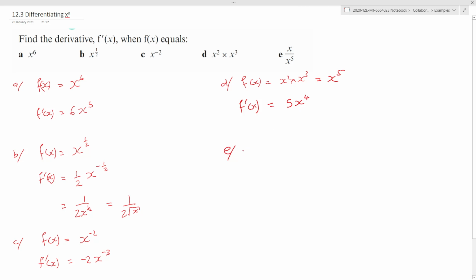And e, f of x is equal to x divided by x to the power of 5. So rule of indices tells us it's going to be 1 minus 5, so it would be x to the power of minus 4. And we differentiate that then. That gives us minus 4 x to the power of minus 4 minus 1, minus 5. So those are 5 examples differentiating f of x. Hit pause, take some notes, and we'll look at a couple more examples then.